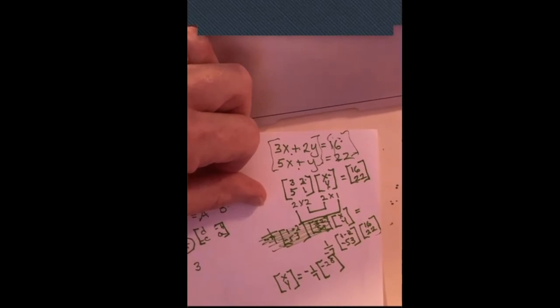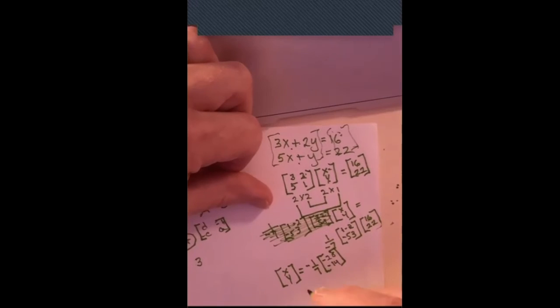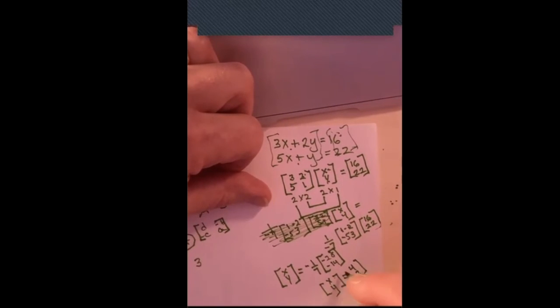Okay. And then I'm going to do negative 5 times 16 and 3 times 22. That's negative 80 plus 66. And that turns out to be negative 14. And then if I multiply both of them by negative 1/7, I get x, y is equal to 4, 2. So we can plug those back in to see x is 4, y is 2.